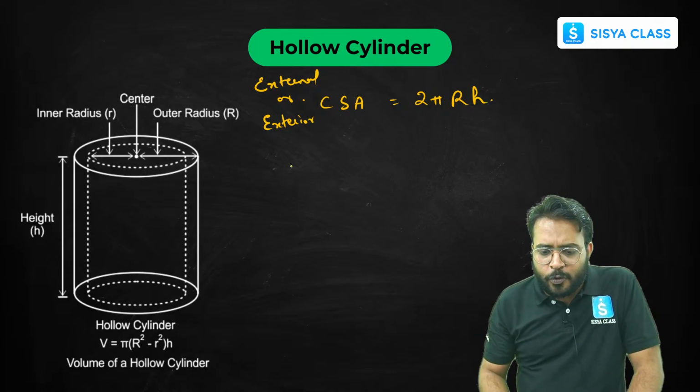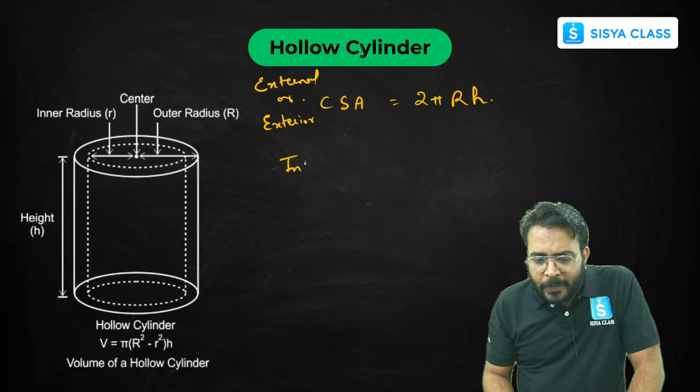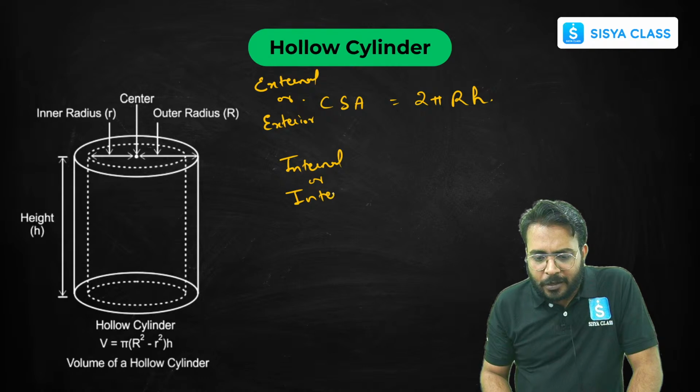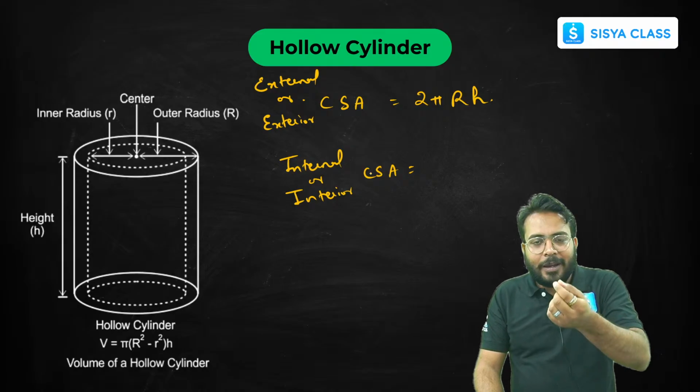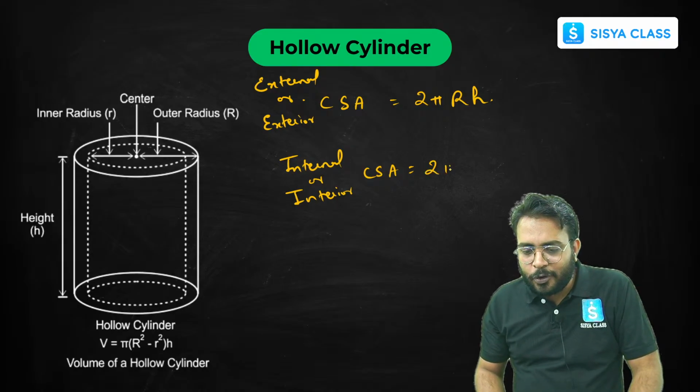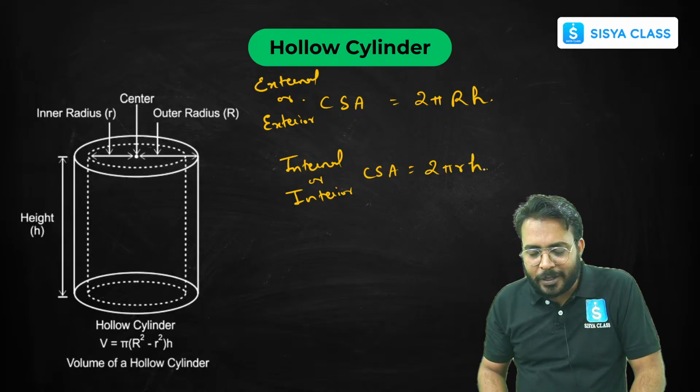And suppose you want to find out your internal, interior or inner curved surface area, at that time you have to use your inner radius. So that is going to be 2 pi small r into h, okay.